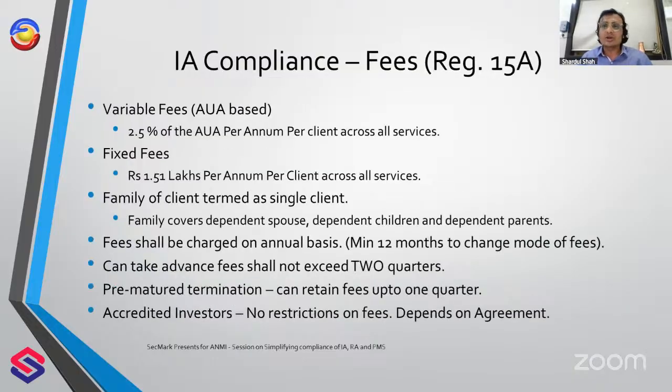IA compliance with regard to the fees. IAs are permitted to take variable fees. There is a cap. Yes, 2.5% of the asset under advisory per annum per customer across all services. Now, when we talk about 2.5% of the asset under advisory, we have to make sure about that value. Say, take an example, asset under advisory is rupees 1 crore. The total cap on the fees would be 2,50,000 as per this regulation.